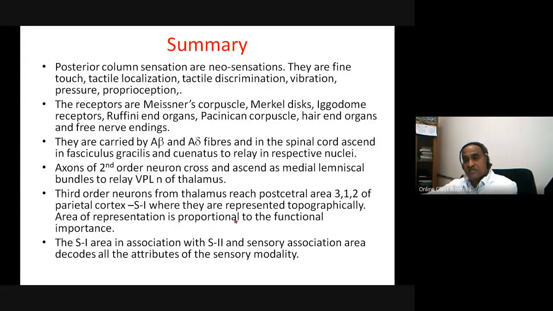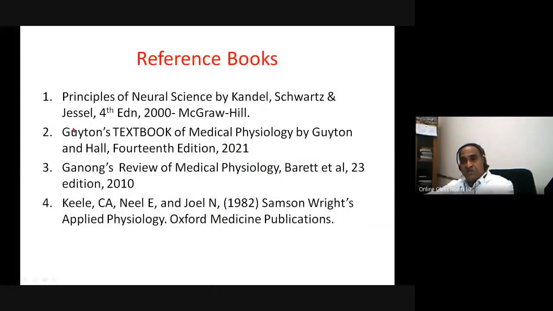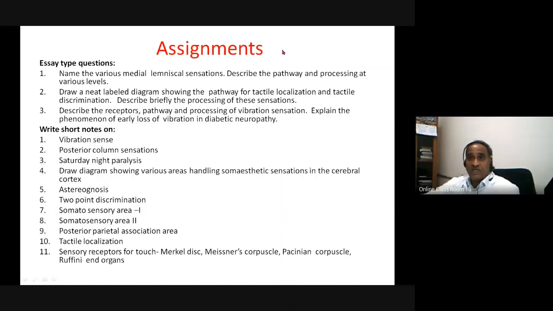That's the summary. I refer to the Guyton textbook of medical physiology and Ganong's review of medical physiology, and one or two graphs are taken from Kandel's textbook of neuroscience and Samson Wright's physiology. Okay, now the assignments I have. You can see the number of questions coming up, because these are questions I have seen in your universities.